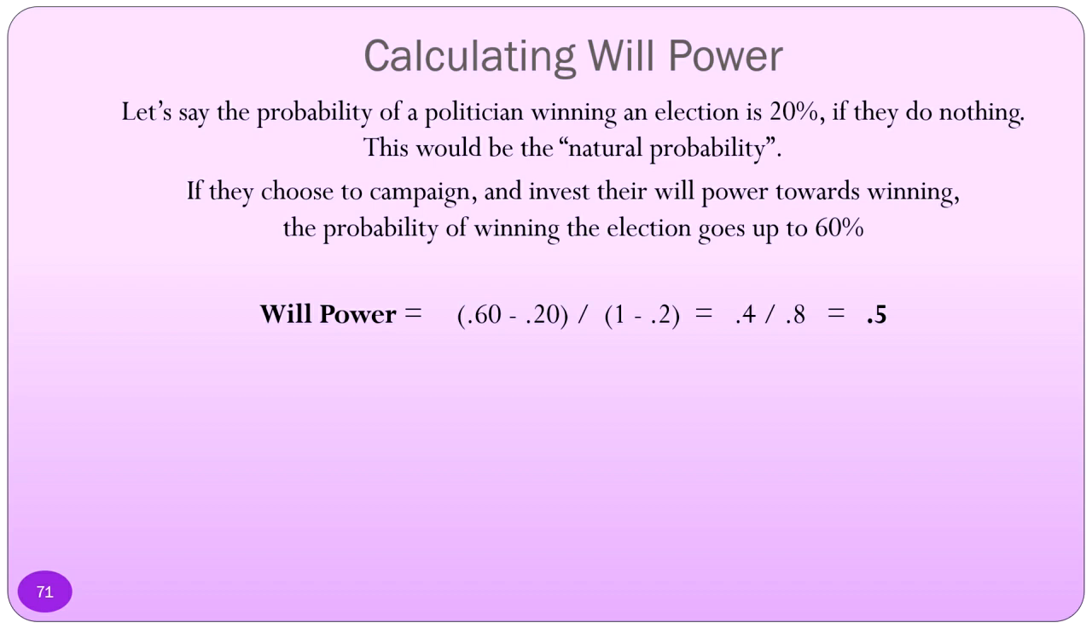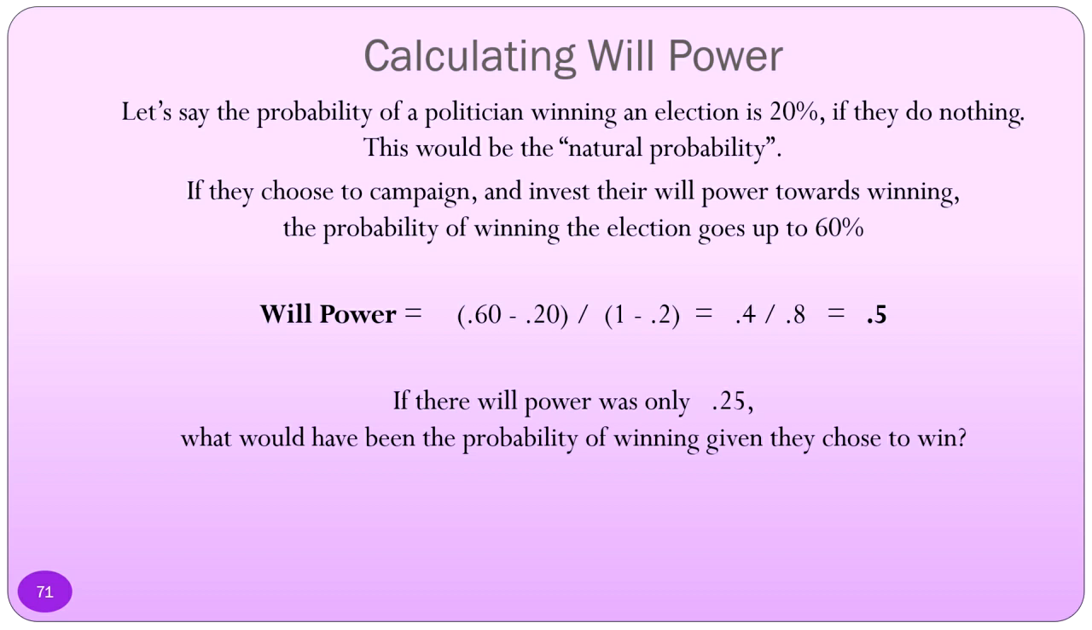So we would calculate the willpower as 60% minus 20%, which in decimal terms is 0.60 minus 0.20, divided by 1 minus 0.2. So the 20%, that's the 0.2. The 60%, that's the 0.60. And what do we get? We get 0.4 divided by 0.8. So in this case, the politician has a willpower of 0.5, right? So by winning, they get to increase the probability from 20 to 60%.